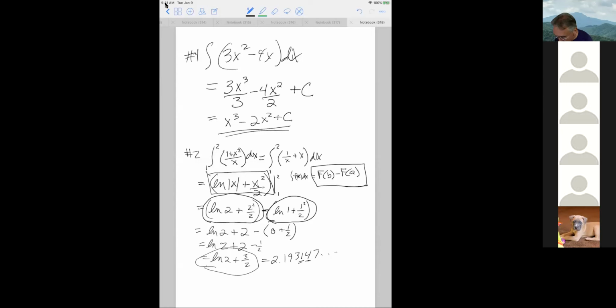Can you clarify which one is A and B for F of B minus F of A, terminal minus initial? The situation is always this: in our designation, A is at the bottom, B is at the top. So in this case, this is cap F of 2 minus cap F of 1.